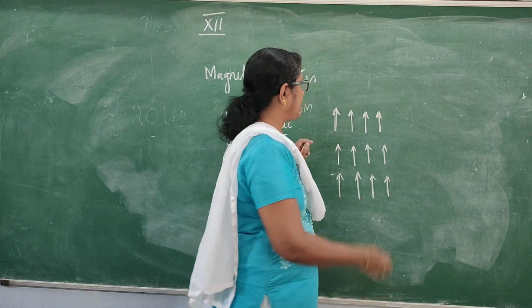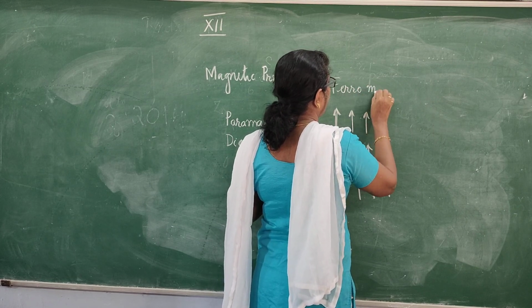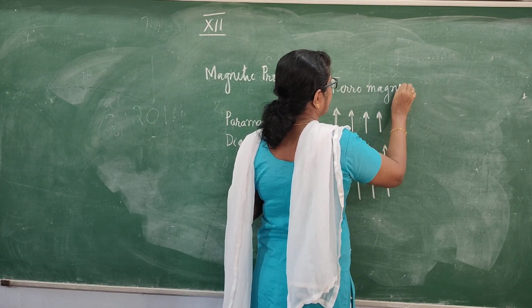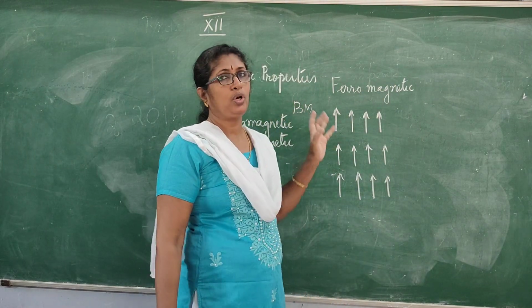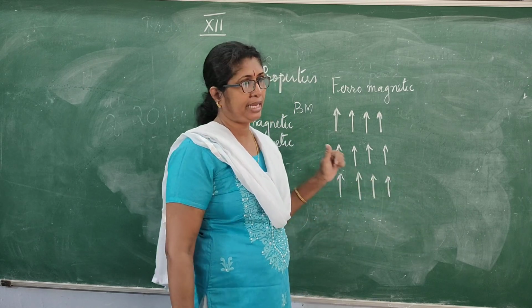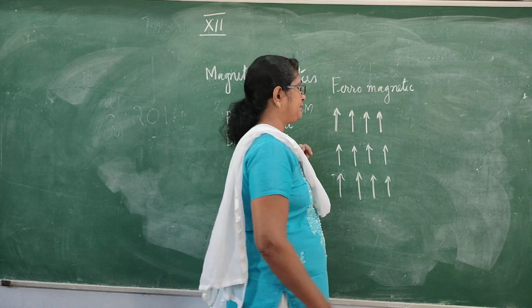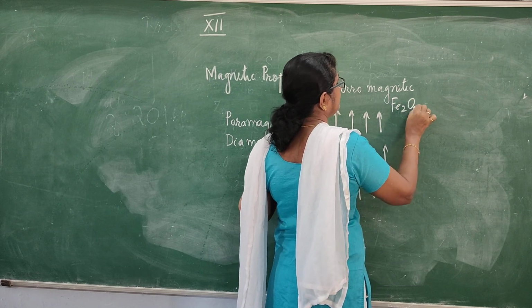Such substances are called ferromagnetic substances. Ferromagnetic substances are those whose magnetic domains are all arranged in the same direction when a strong magnetic field is applied. For example, Fe2O3.